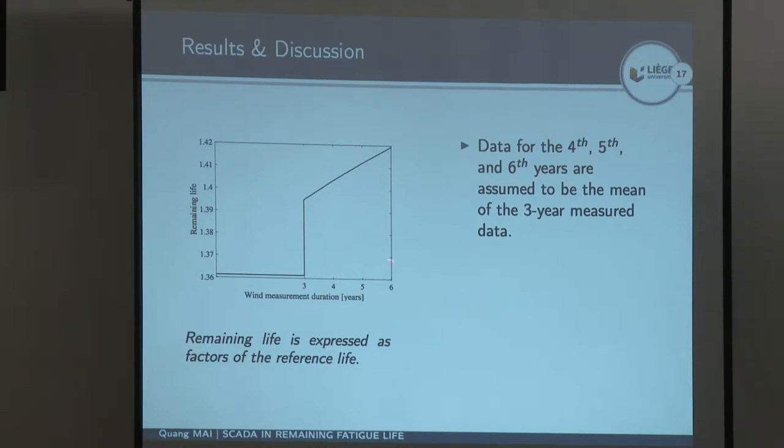And for years 4, 5, 6, I don't have the data yet. So I assume I have the same mean of the samples, and I reduce the standard deviation using the number of samples. So you see it's not linear. It's starting to reduce, but it's not significant.